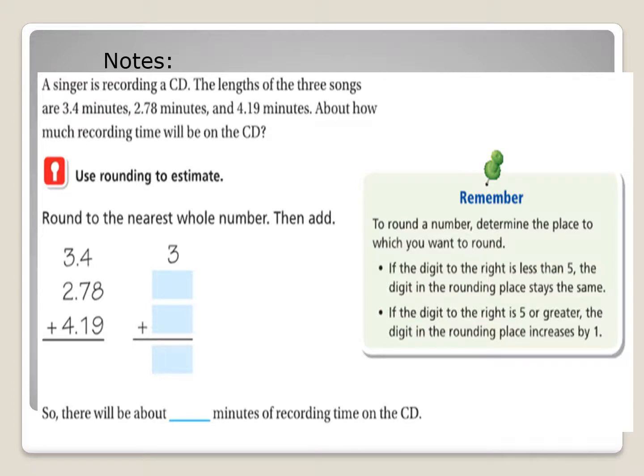All right, so let's look. On your notes, you should have this problem. A singer is recording a CD. The lengths of the three songs are 3 and 4/10 minutes, 2 and 7/800 minutes, and 4 and 1900 minutes. The question sentence is about how much recording time will be on this CD. I hear the word about. We've learned that about is an estimating question. I'm thinking about estimating, and when I estimate, I look for friendly numbers. If I want to know the length of all three songs, then I want the length of them together, and that tells me it's an addition problem.